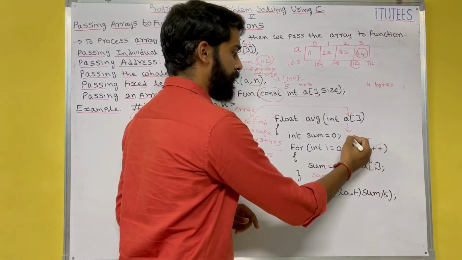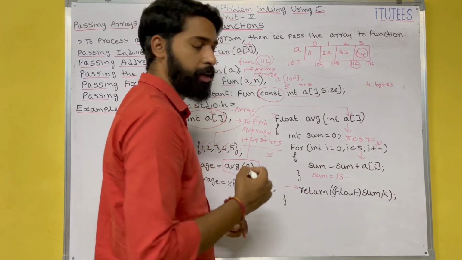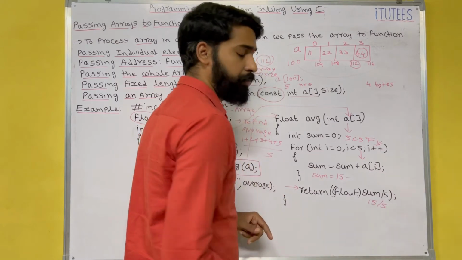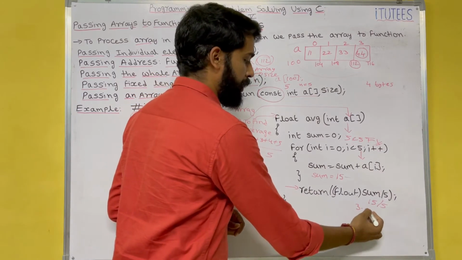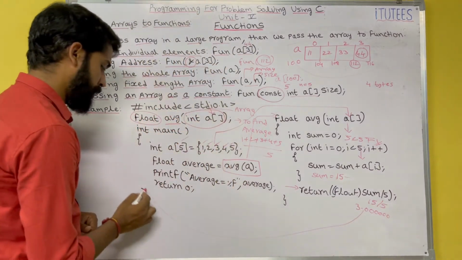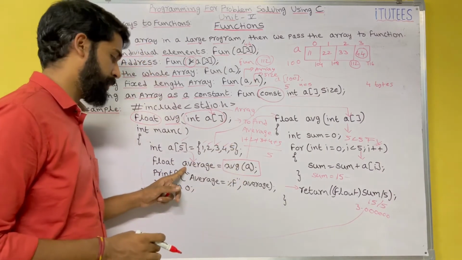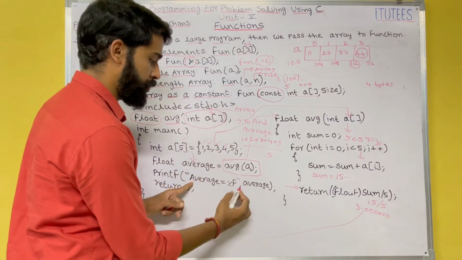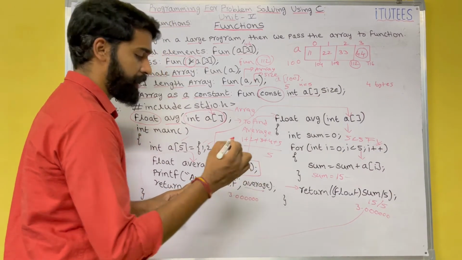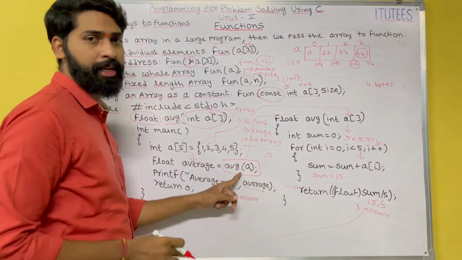Next, i plus plus, 5 less than 5 is false. Terminate the loop and come to here. So return float of 15 by 5, which returns 3.00000. So this is returned to average. Average equals 3.0. Here we print average equals percentage f of average, so it prints 3.00000 as the output.